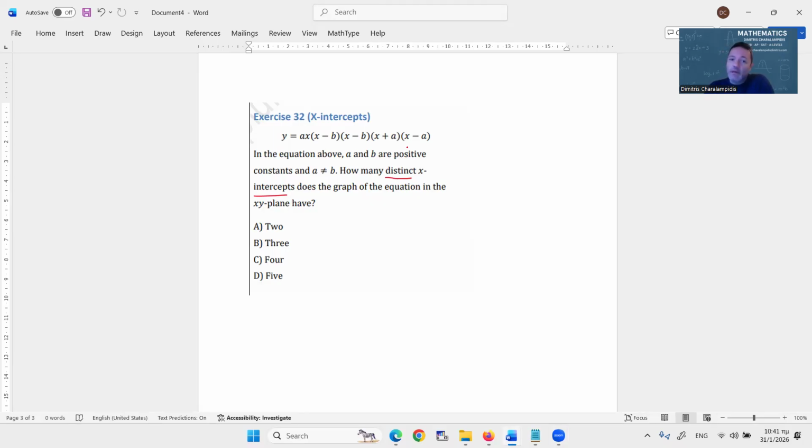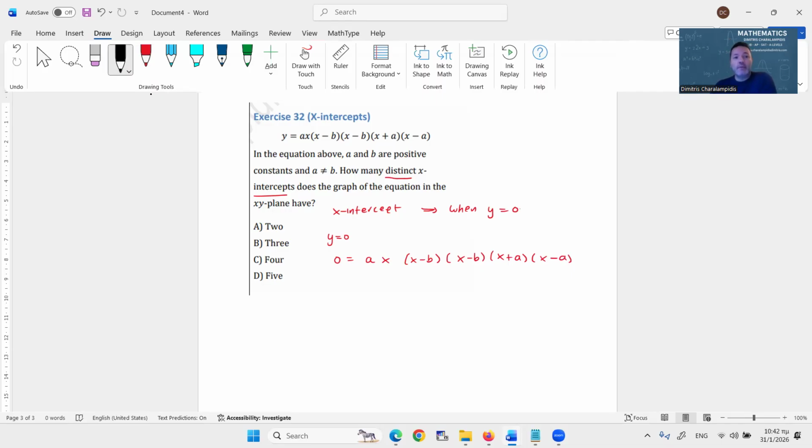Okay, quick reminder. X-intercept is found when y is 0. So basically, in order to identify the x-intercepts here, we would simply need to make y equal to 0, substitute that, and then solve for x. But how would I do that?